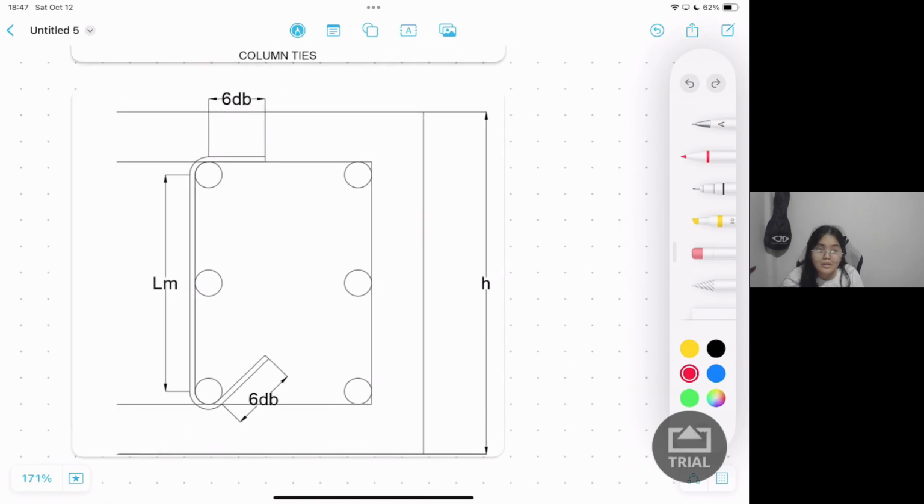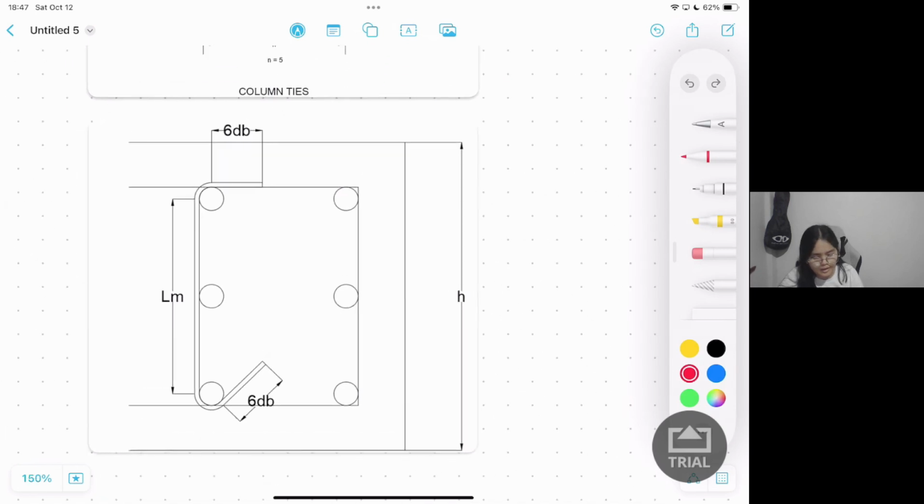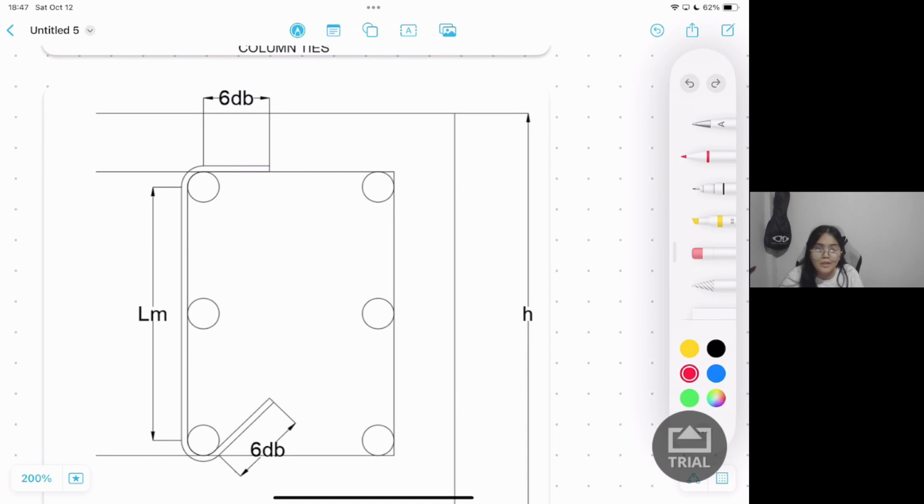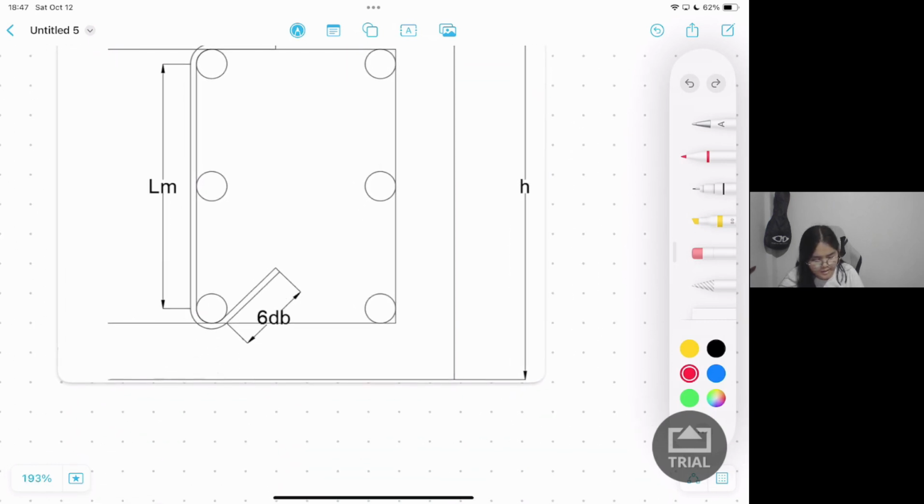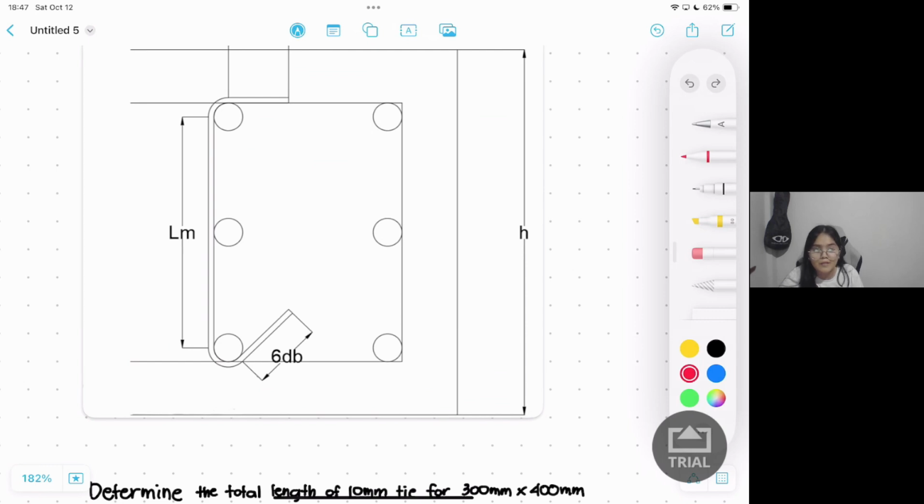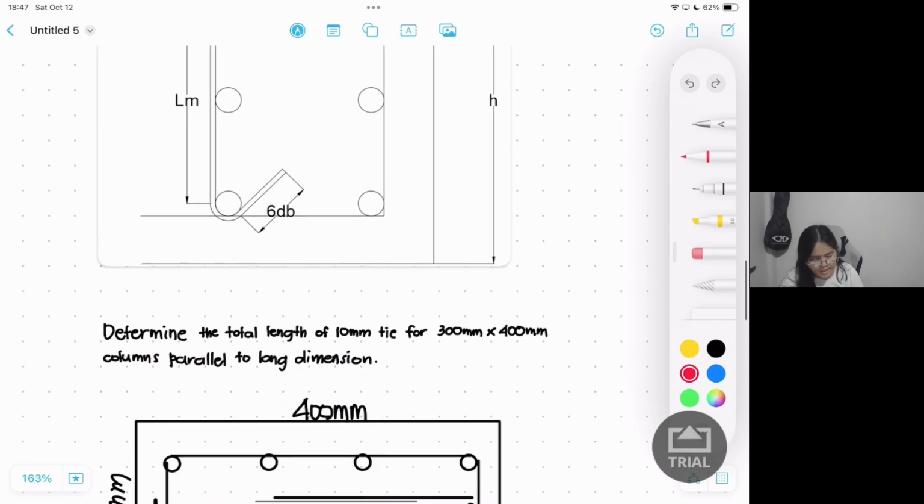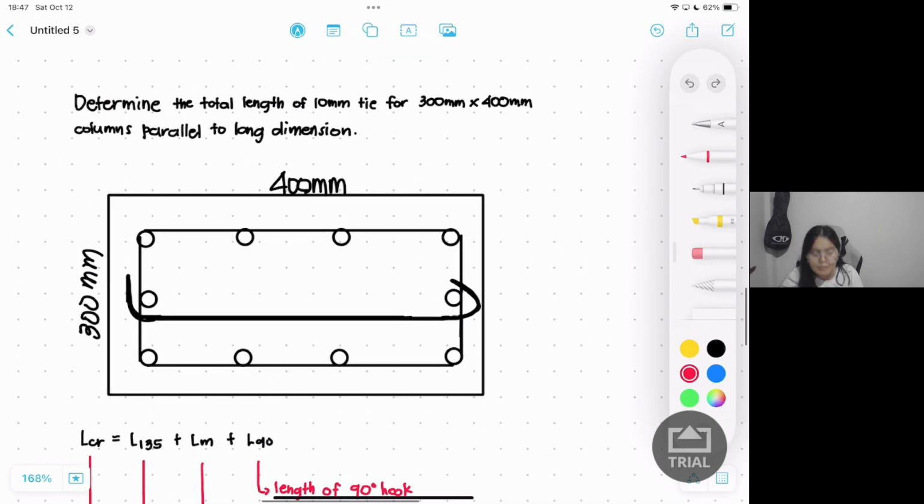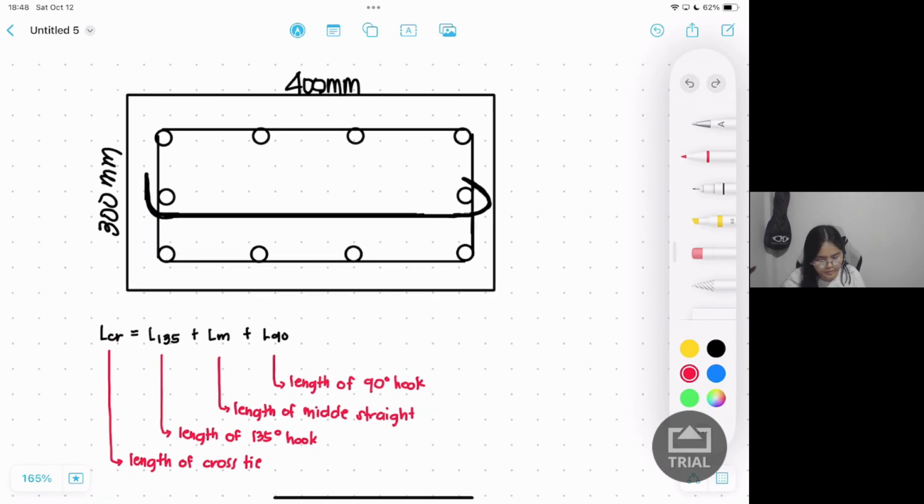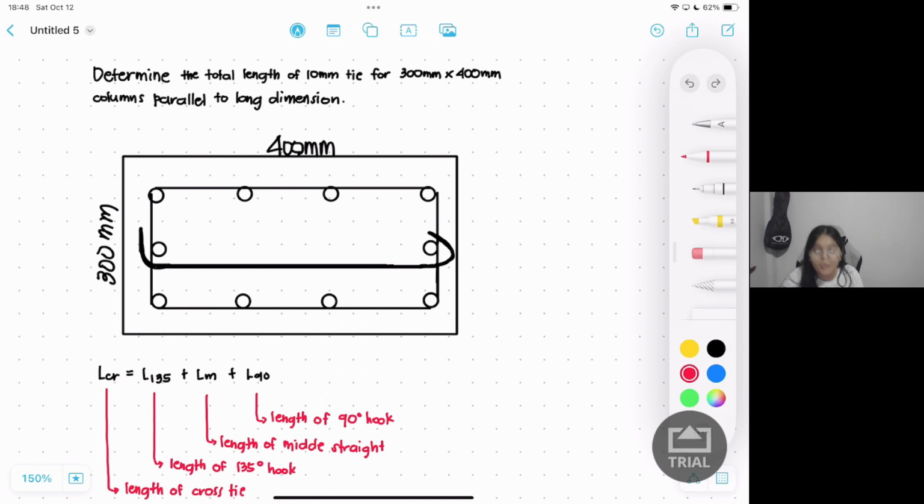Okay? And then, take note, dito sa provision for cross tie, meron tayong 6 dB for both extension ng bending natin sa bar. Okay? 6 dB for the 90 degree, and then 6 dB din sa 135 degree hook. Okay? And then for example natin, determine total length of 10 mm tie for 300 mm by 400 mm column parallel to the long dimension. Okay? So, parallel siya sa long dimension.